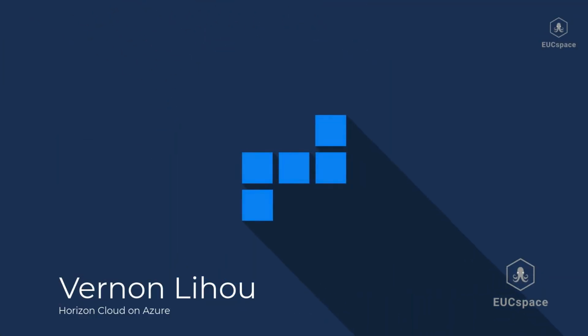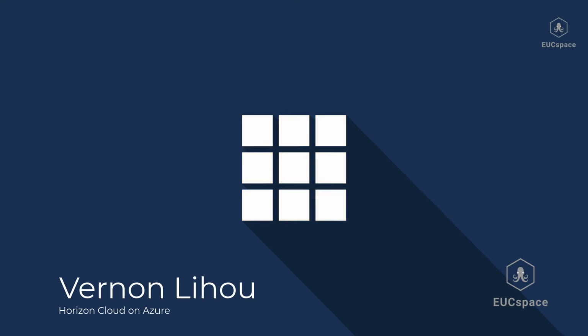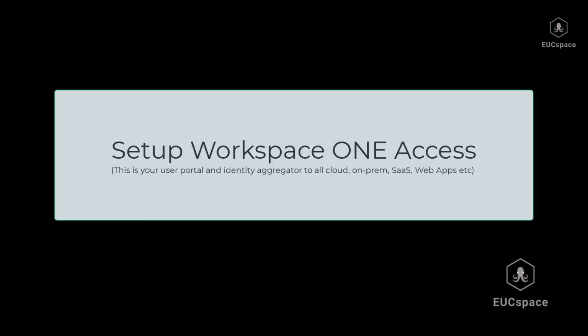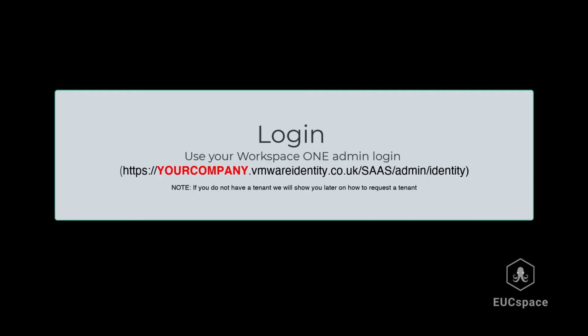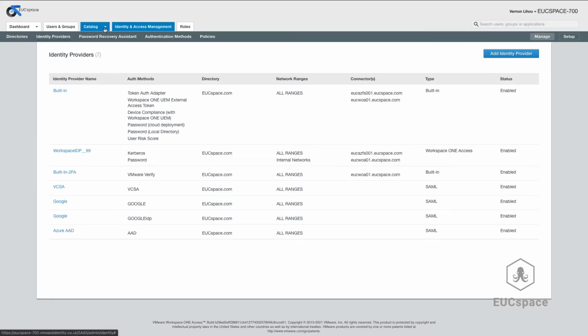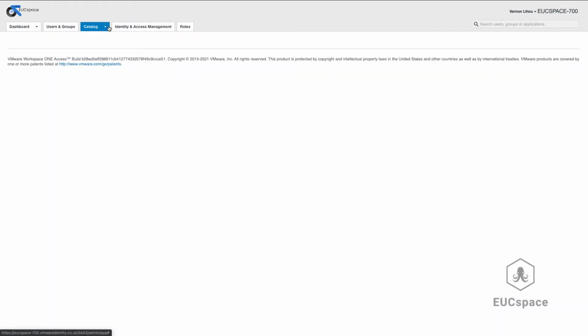These are short tutorials, based on the prerequisites for Horizon Cloud on Azure. We will explore setting up Workspace ONE access for Horizon Universal Console integration. Use your Workspace ONE admin login. If you do not have a tenant, we will show you later on how to request a tenant. The steps for enabling the OAuth and secret and attribute mapping stays the same.